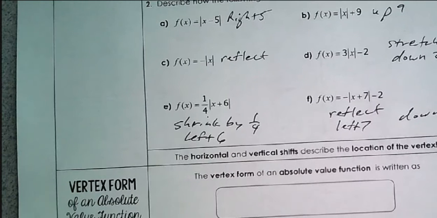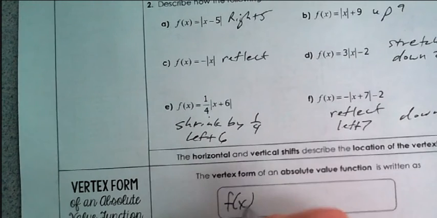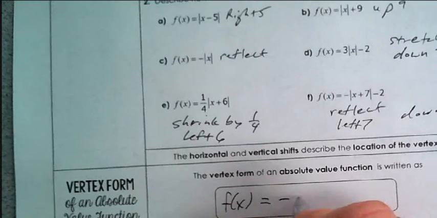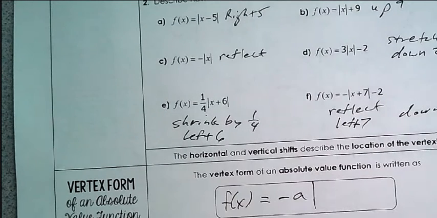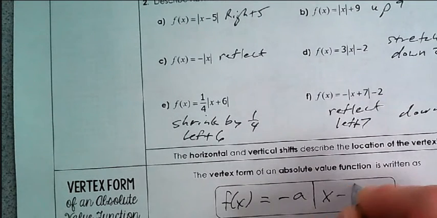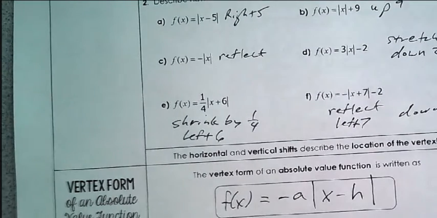Alright. Now, what is vertex form of an absolute value function? The vertex form of an absolute value function is a format that we write where we include all the symbols for all the transformations all at once. So instead of just saying absolute value of x, we're going to have all the little pieces there. So this is what it's going to look like. F of x equals negative a absolute value x minus h, close your absolute value, plus k.